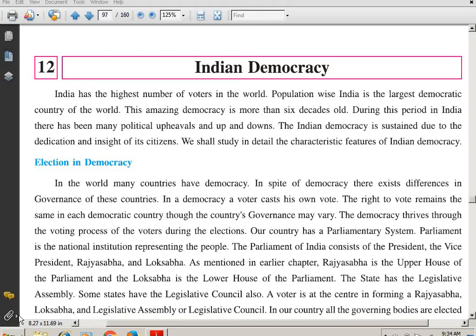First, election in democracy. How and what is the style of election in this Indian democracy? So let's see that.